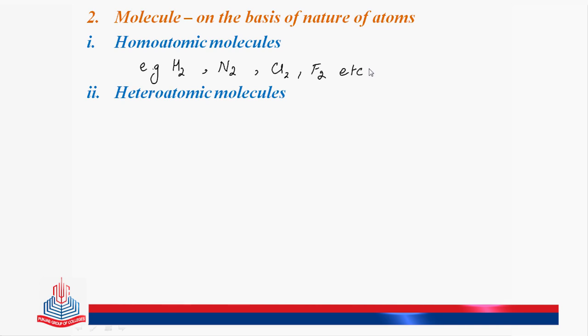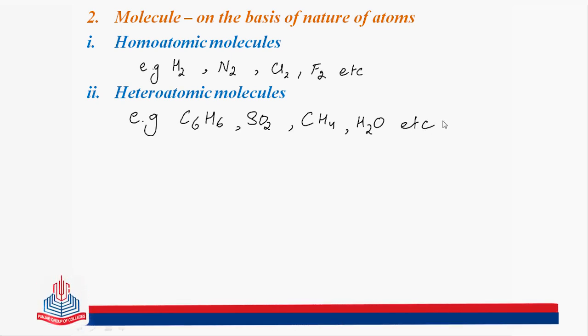So what about heteroatomic molecules? The molecules which consist of atoms of different elements. For example, a molecule of benzene has carbon and hydrogen in it. A molecule of sulfur dioxide gas has atoms of sulfur and oxygen. Methane, again a heteroatomic molecule. Water, having hydrogen and oxygen atoms. They are all examples of heteroatomic molecules.